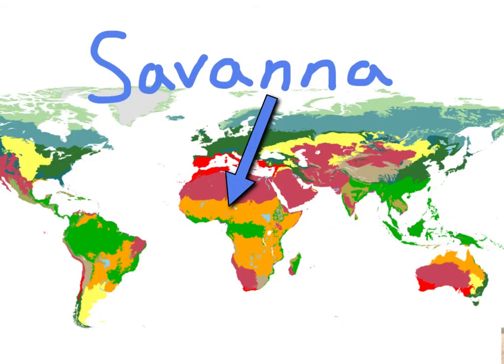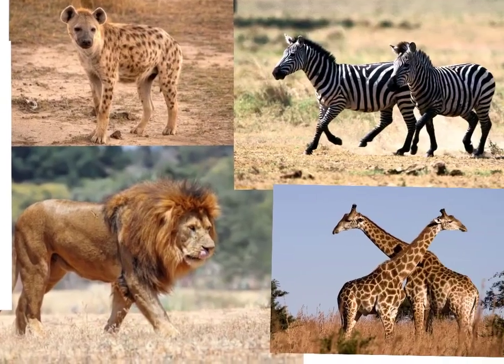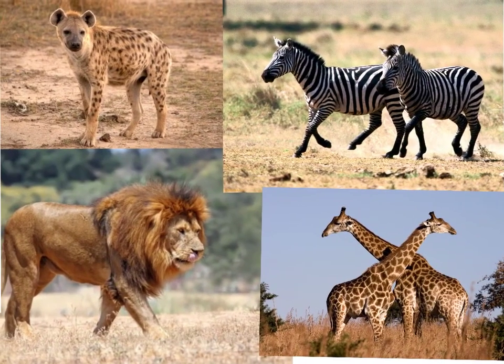A savanna is a grassland that has scattered clumps of trees and experiences seasonal rain. They are found in parts of Africa as well as other areas. Lions, zebras, giraffes, and hyenas are all found in the savanna.